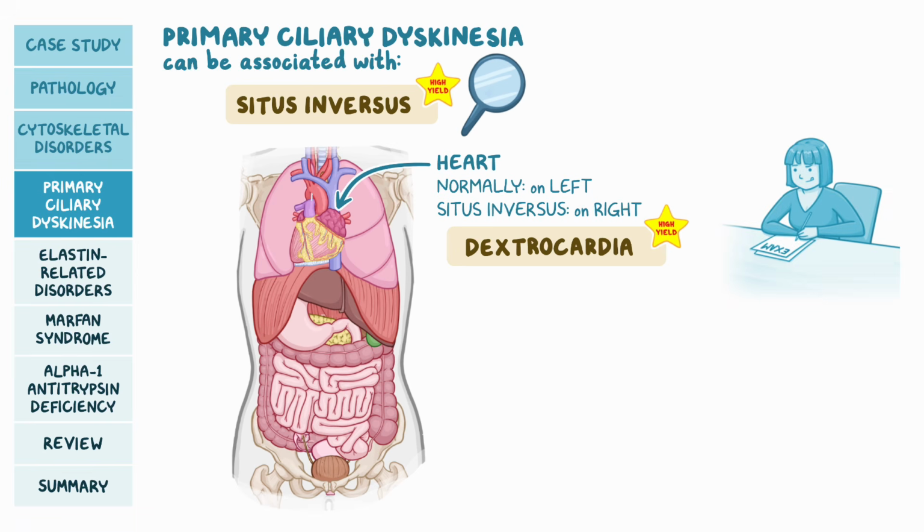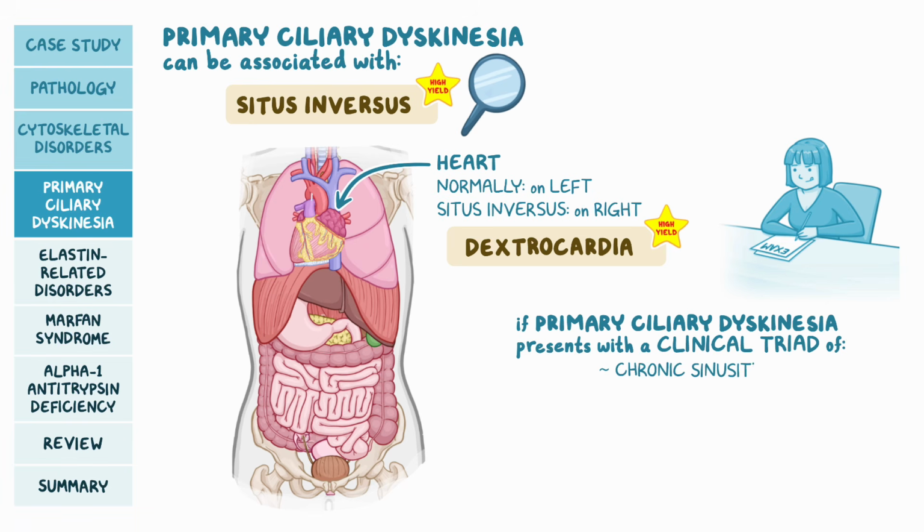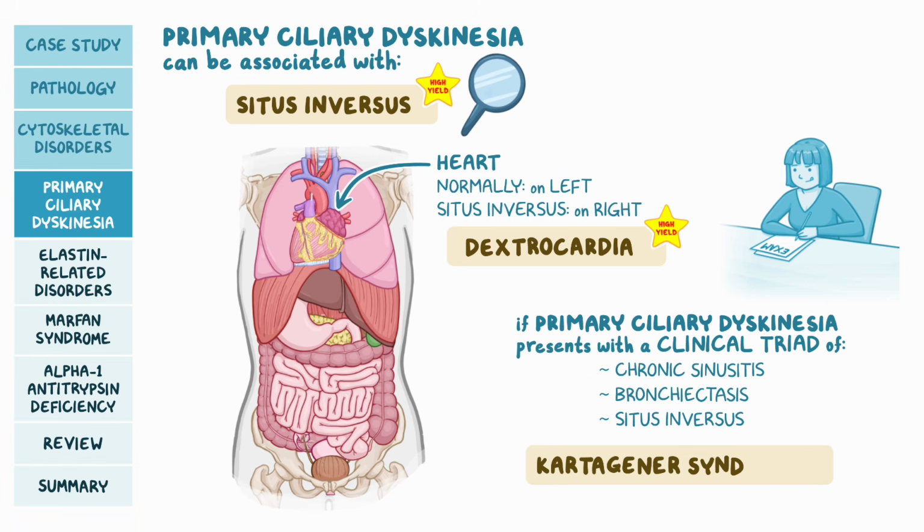Now, in a test question, if primary ciliary dyskinesia presents with a clinical triad of chronic sinusitis, bronchiectasis, and situs inversus, it's called Kartagener syndrome. And that's a high-yield fact.